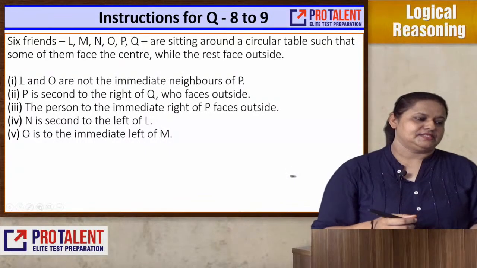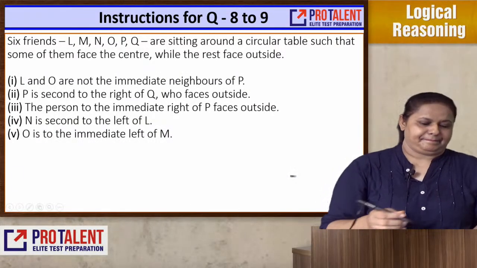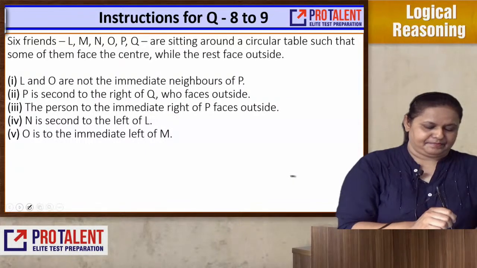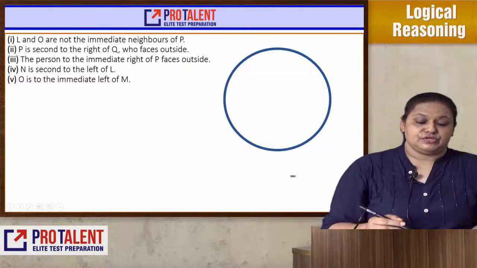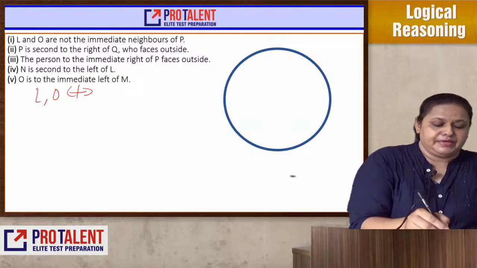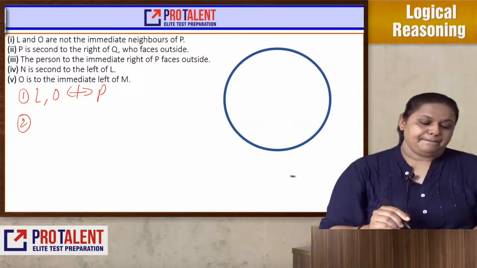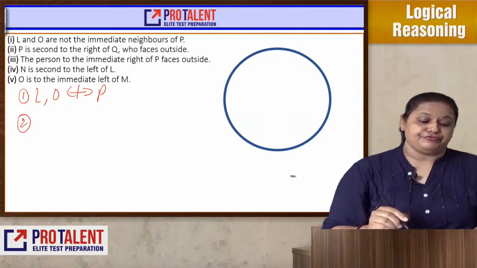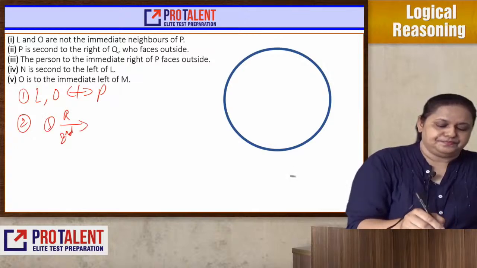So start working on this now. L and O are not the immediate neighbors of P. Okay. Second, P is second to the right of Q.